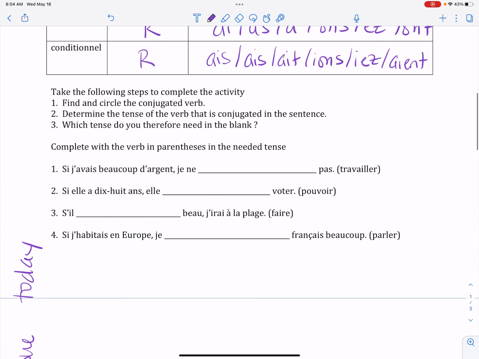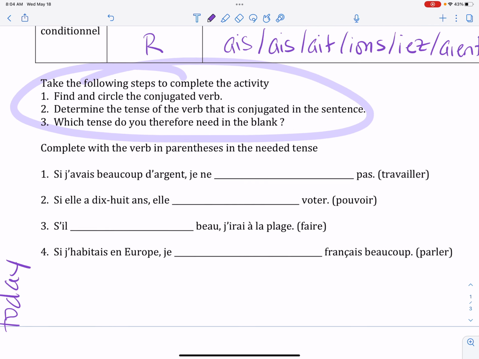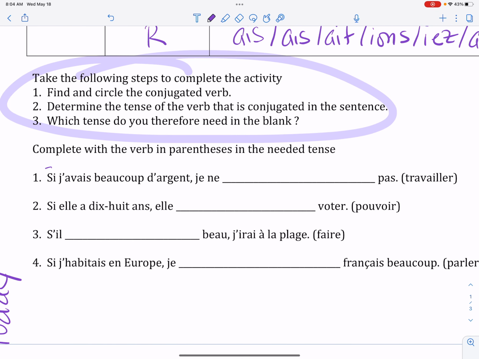So what we're doing here, there are 3 steps that we have to go through for each sentence. So step number 1, we have to find and circle the conjugated verb. So we have 2 clauses here. If we take, this is one clause, and this is one clause. And each clause has a subject and a verb. So we've got je as a subject here, and we've got the verb avais. Let me do this the way I wrote it in the directions.